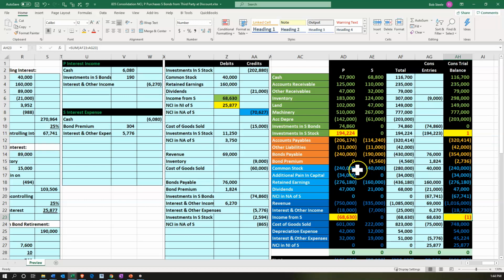And then we've got the retained earnings. This is the retained earnings reflecting the consolidation on the parent side, removing the subsidiary numbers, bringing us to the parent numbers. These two accounts are looking good. And then we reversed the portion of the bonds that are intercompany bonds and the intercompany investment in the bonds.